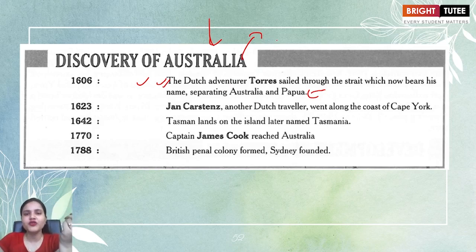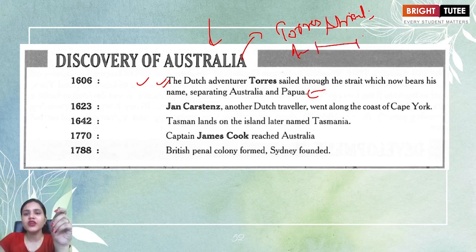Today I told you to find that particular strait. So please find it. It was named after a Dutch adventurer whose name was Torres, and he sailed through this strait. This is the region that separates the two landmasses, Australia and what today we call Papua New Guinea. Okay, you can find this particular place here. Then in 1623, we have Jan Carstens, another Dutch traveler who went along the coast of Cape Verde.